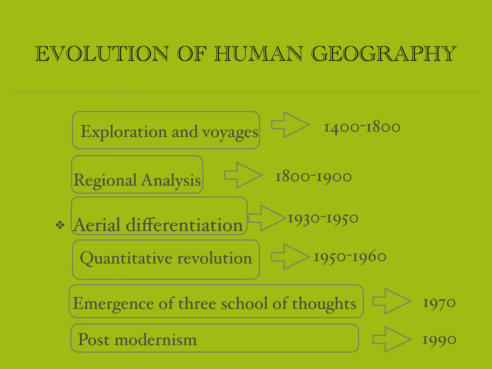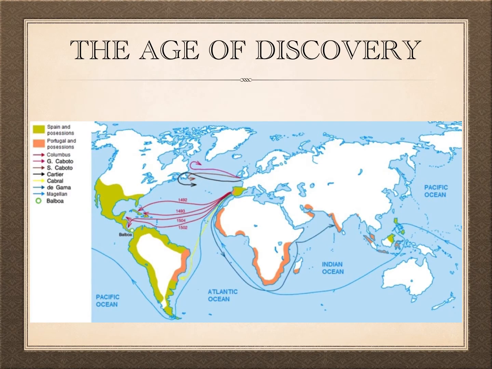Now, we talk about the evolution of human geography. The approach in the subject matter was seen differently in different time periods. You can see that from 1400 to 1800 it was exploration and voyages. You can see how Spanish and Portuguese people started moving around by sea routes from the Atlantic Ocean, crossing the Indian Ocean, crossing the Pacific Ocean, and trying to find new lands beyond these water bodies.